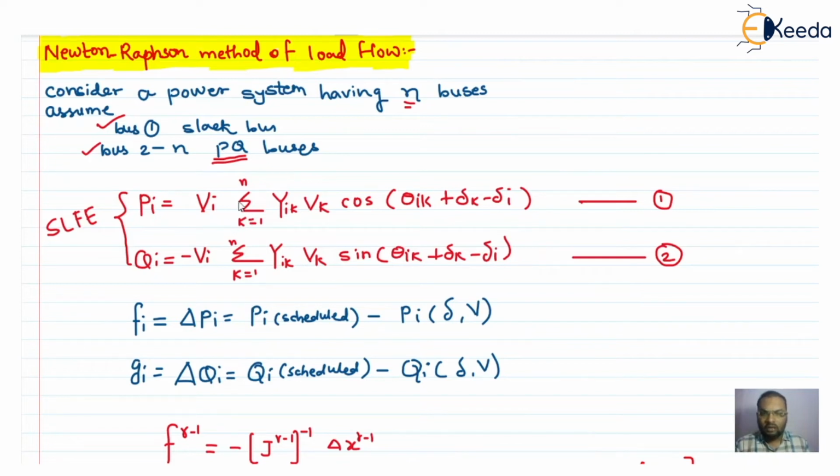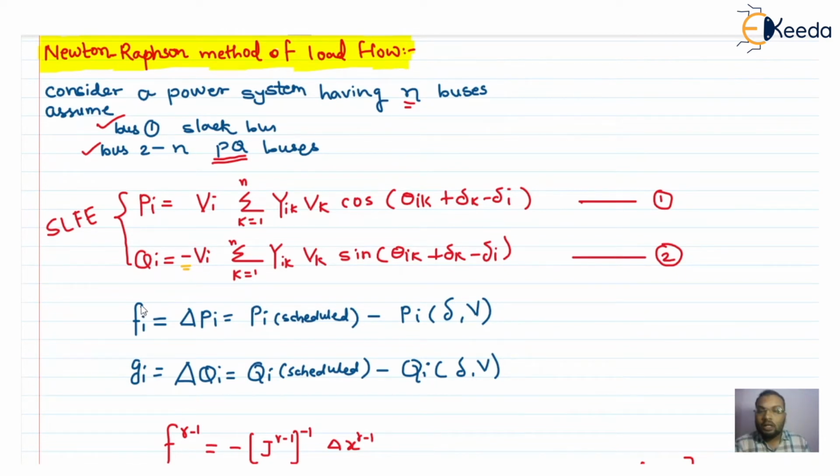Pi is the summation over k going from 1 to n of Yik Vk cos of (theta ik plus delta k minus delta i). This is for real power and this is for reactive power. Be sure that it has a negative sign here. We have already seen why this negative sign is coming here.